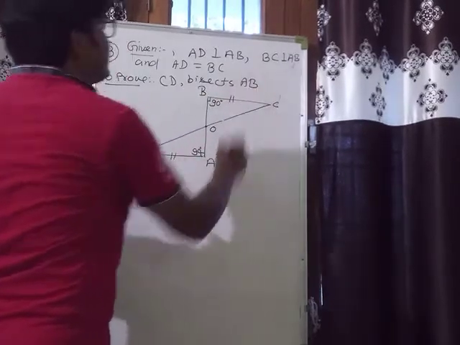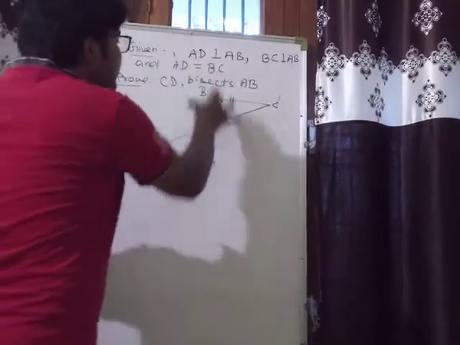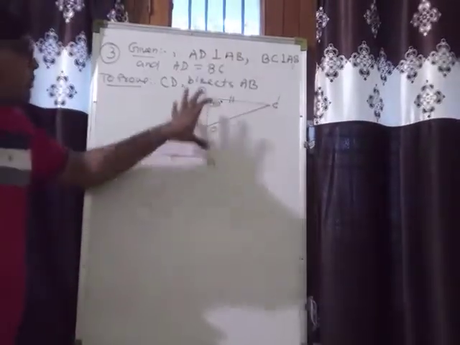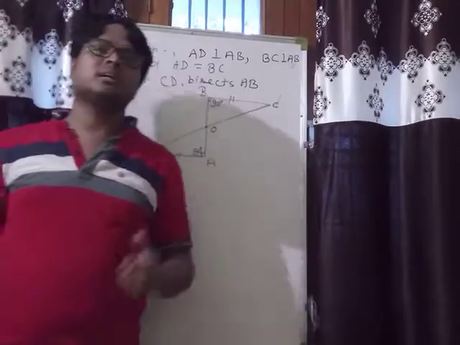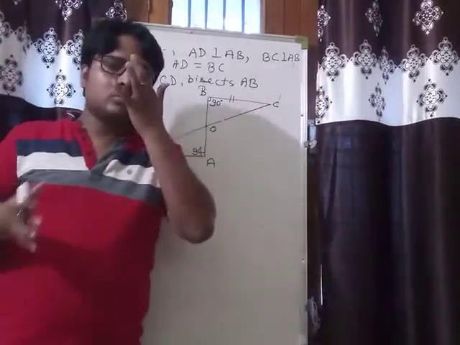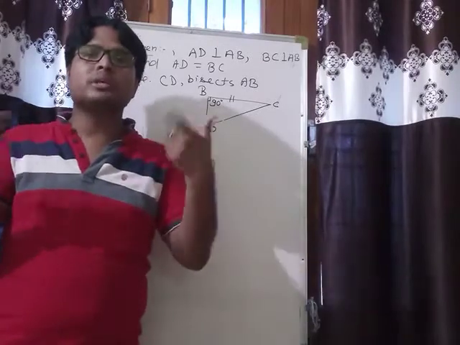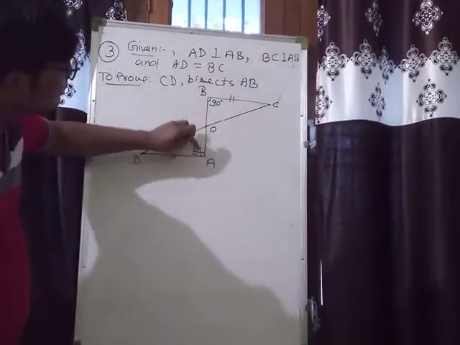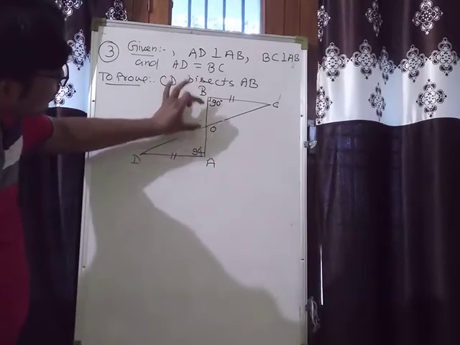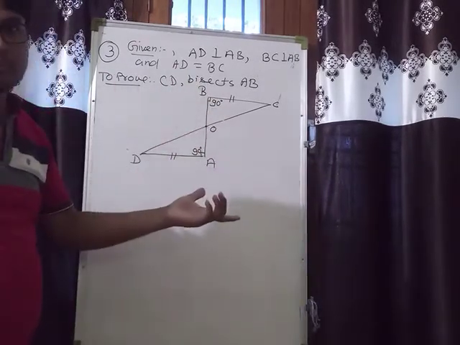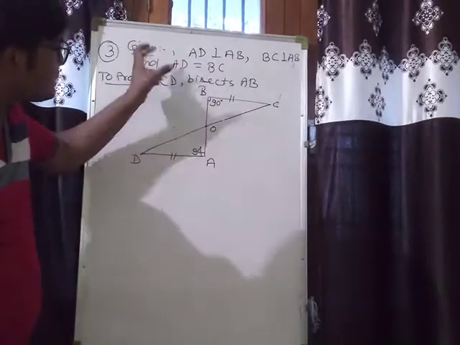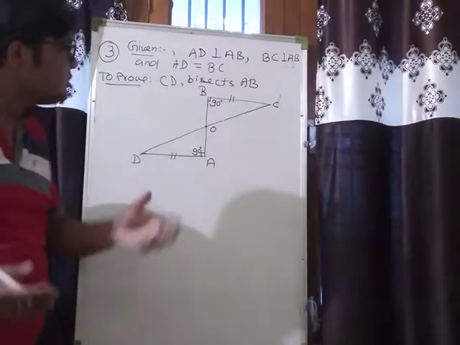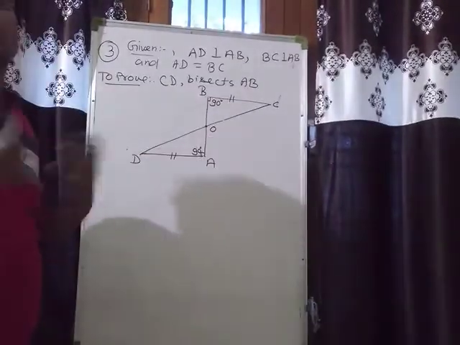CD is bisecting AB. Bisecting AB means dividing AB into two equal parts. Bisection means to divide into two equal parts. Clearly, when is this possible? When O becomes the midpoint of AB, meaning OB and OA become equal. If the length of AB is 10 centimeter, then BO is 5 and OA is 5. It becomes BO and OA equal.